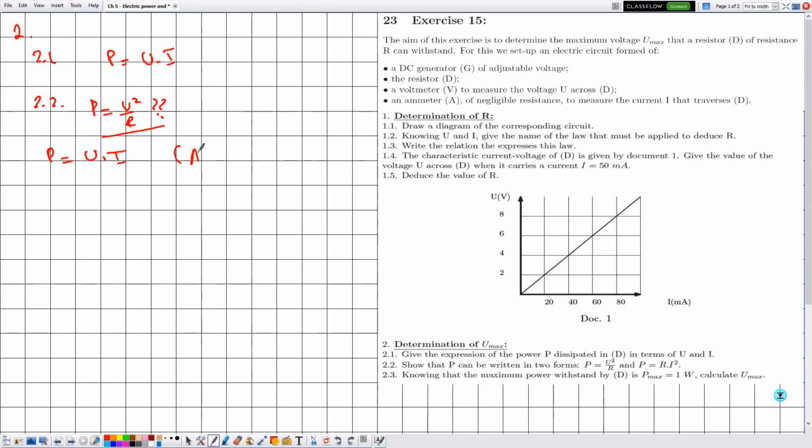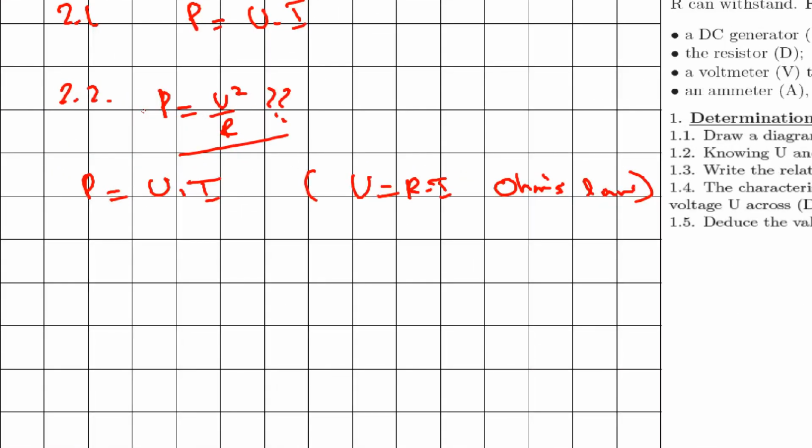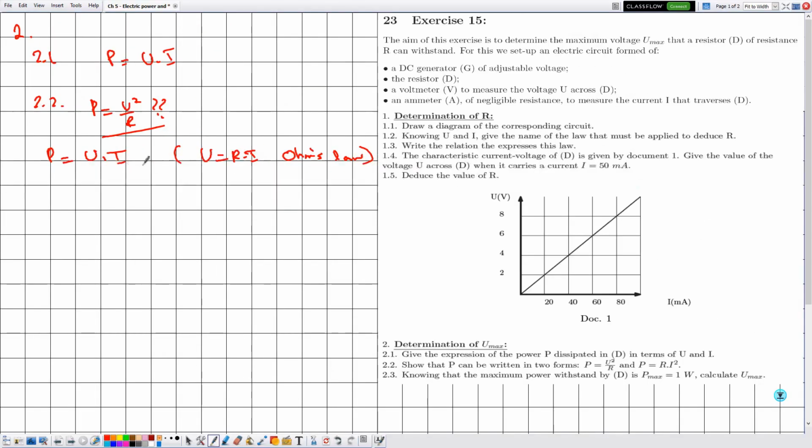So apply U is equal to R times I, which is given by Ohm's law. Now comparing also both terms, we see that the term I is absent, which means that it must be replaced by U divided by R. So plugging this I here, we get that it's given by U multiplied by U divided by R, which is equal to U times U over R, which is equal to U square over R. Then P in this case is given by U square over R.